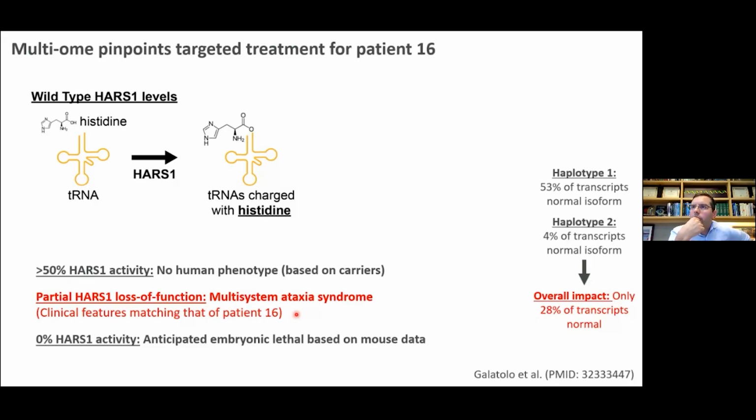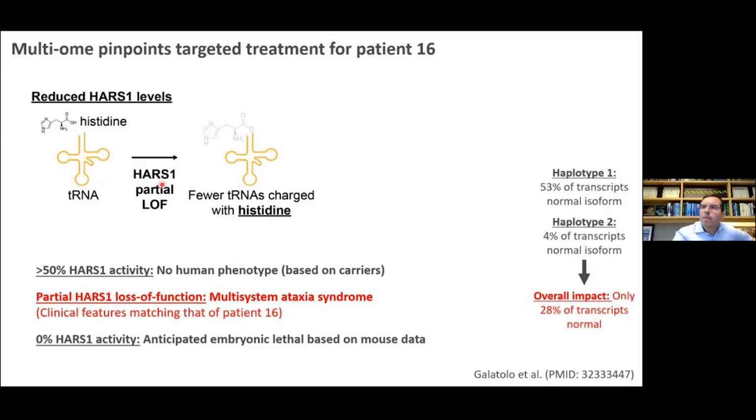HARS1 is a gene that's important for taking histidine and loading it onto tRNA. So this charges tRNA with histidine. In individuals with this condition, we can now say it's just that you have less HARS1 present, so you're inefficiently loading histidine, and that inefficiency is likely what's driving their disease, because they have fewer tRNAs loaded with this histidine.